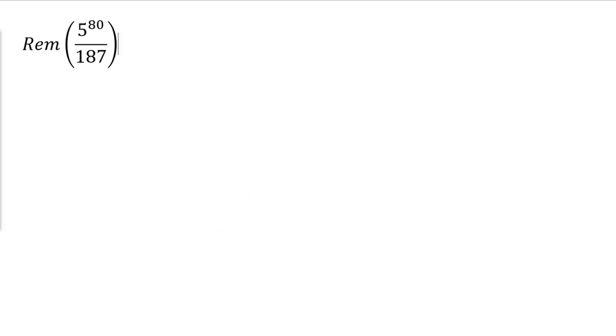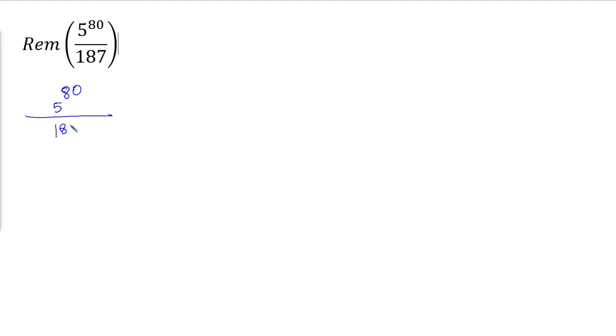The next question is 5 to the power 80 divided by 187. Okay everyone, if you use Euler theorem here, you will come to know that we will not be able to solve this question by using Euler. So we need to use some other method, that is Chinese remainder theorem. So 5 to the power 80 divided by 187.